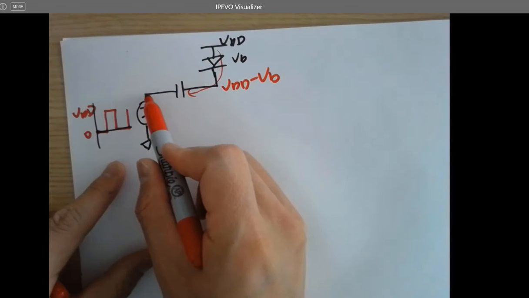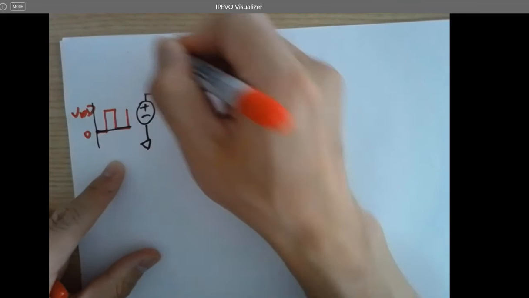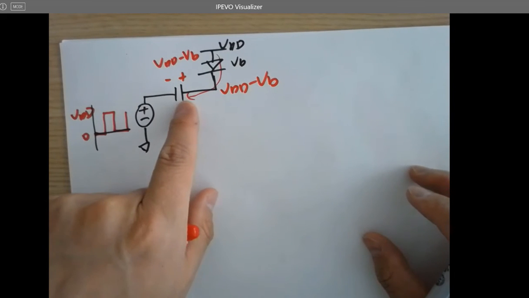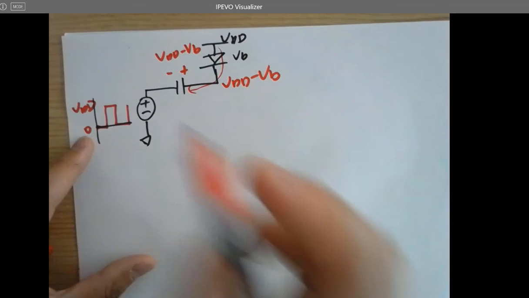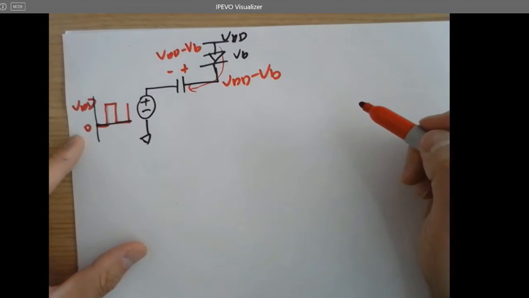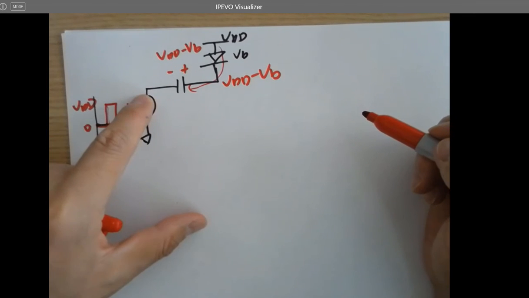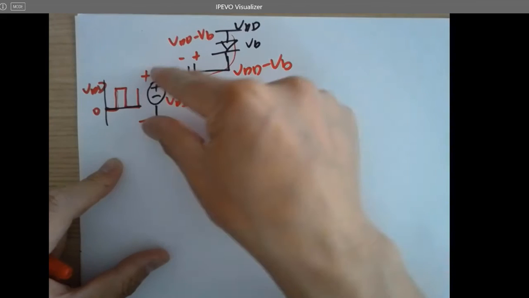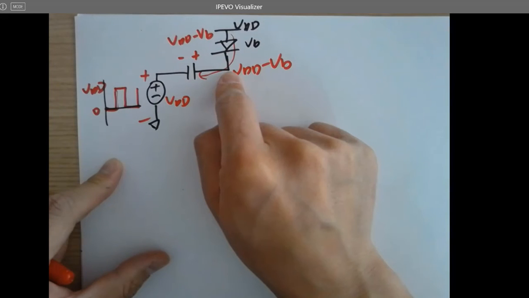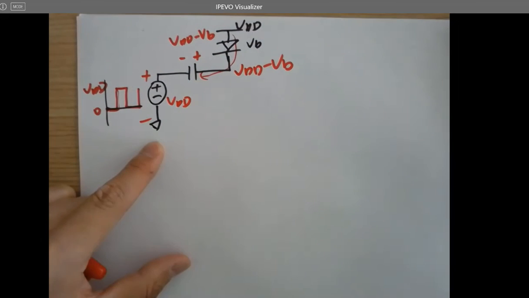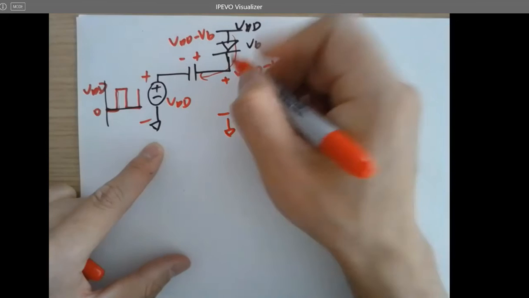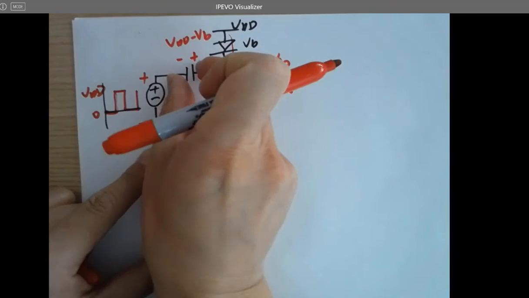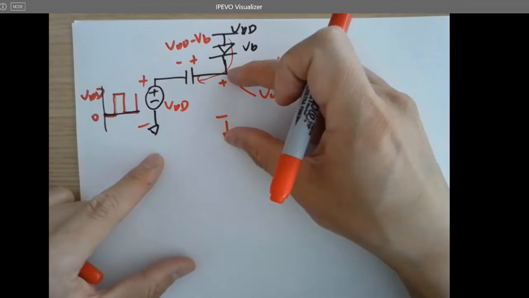And because this is 0 volts, the voltage across the plate will be VDD minus VB. And whenever this jumps to VDD, what's happening? If this jumps to VDD, it's a KVL, plus minus, plus minus. So what's the voltage here compared to the ground? What is VL compared to ground? 1, 2. What's the voltage overall?